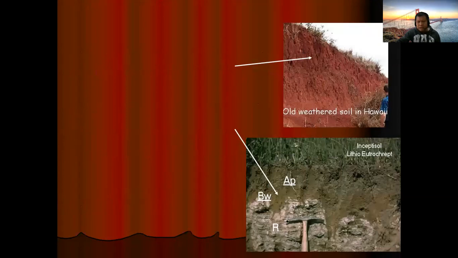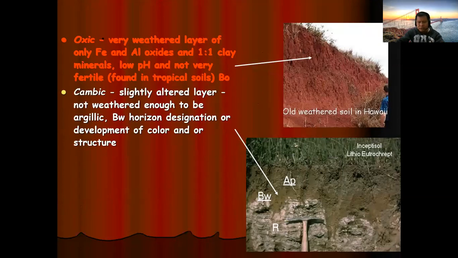Right. Another example of the diagnostic subsurface horizon is the oxic, a very weathered layer of iron and aluminum oxides. Now, itong mga lupa na mayroong oxic, mas old ito kumpara sa mga lupa na mayroong spodic. But these are old soils also, no? The oxic is a very weathered layer of iron and aluminum oxides and 1:1 clay minerals, low in pH. These are acidic, not very fertile because mga tigulang na, found in tropical soils. And this is designated by BO in its soil profile.